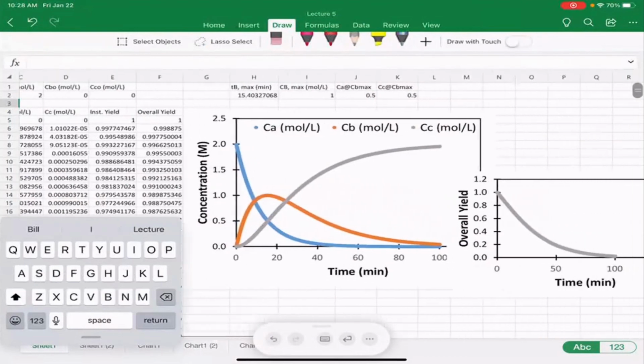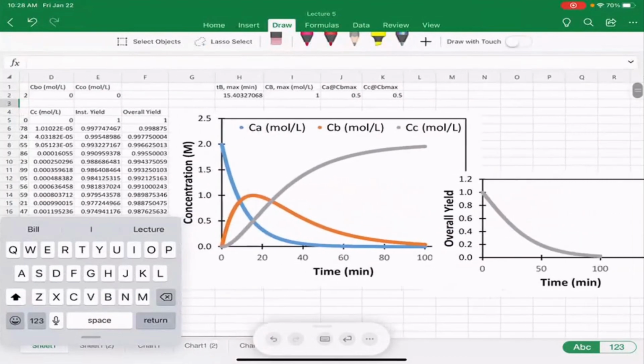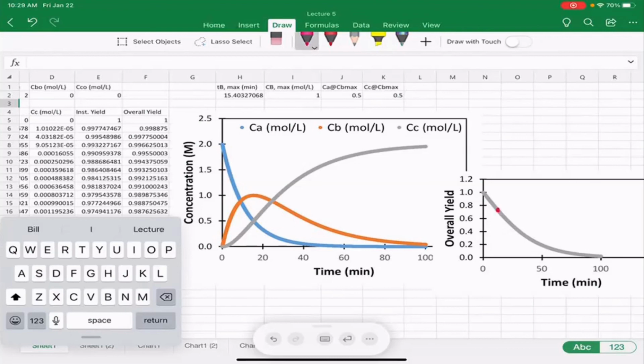And we have a very similar effect here, where, again, the concentration of B has now gone up. Now the reactor operating time is actually lower because the overall rates are higher. And so we would operate this reactor at, we'll call it 15 minutes or so. And if you look on the right-hand side, 15 minutes is also about here. Again, we're operating at an overall yield of about 0.7 to 0.75.